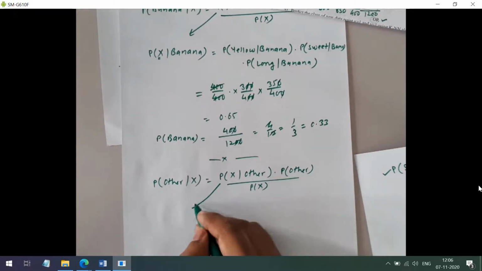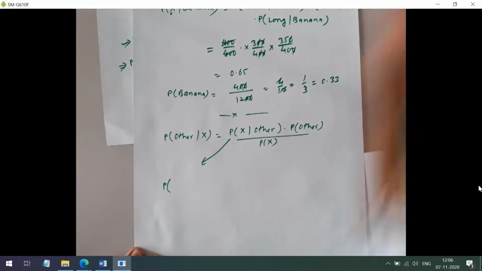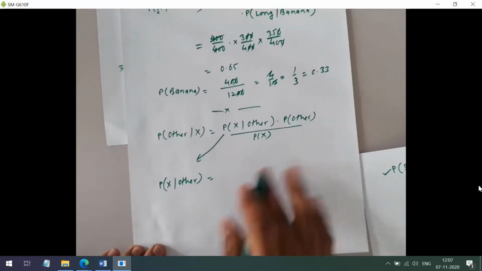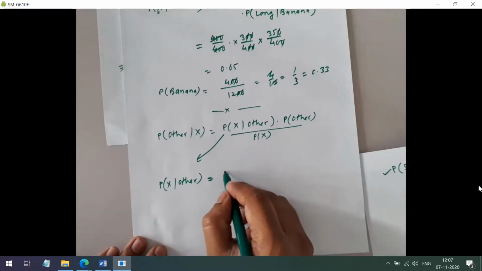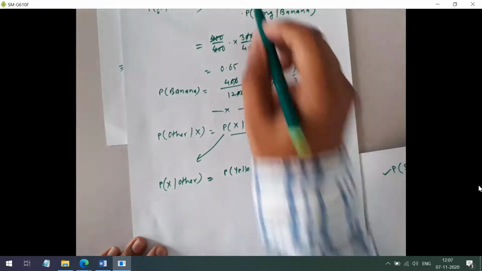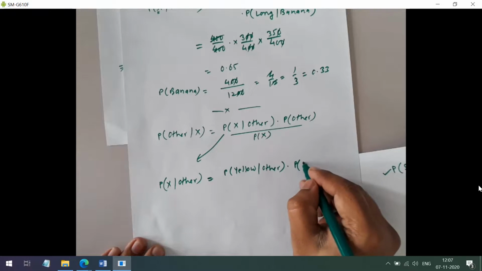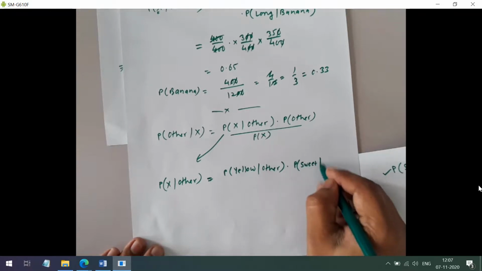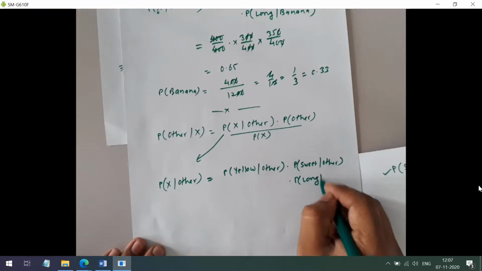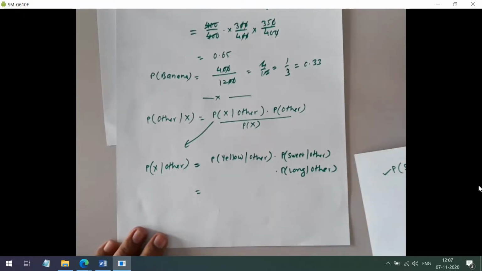First we'll calculate this probability. So probability of x given other equals, x consists of three features, so let's separate them out. The first one is probability of yellow given other, into probability of sweet given other, into probability of long given other. And we will use our shortcut technique to calculate that.